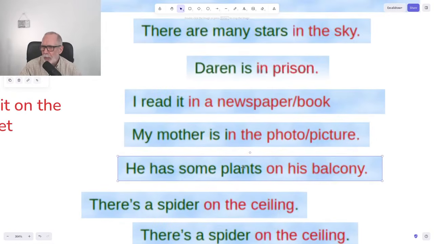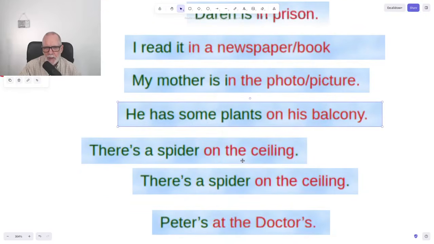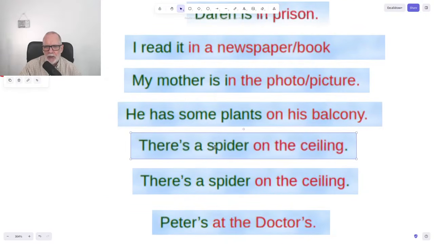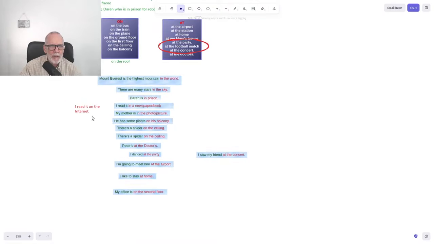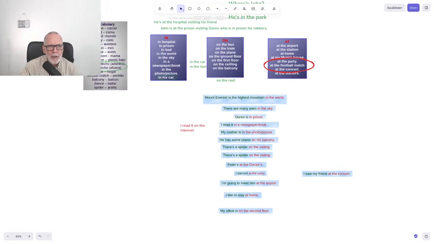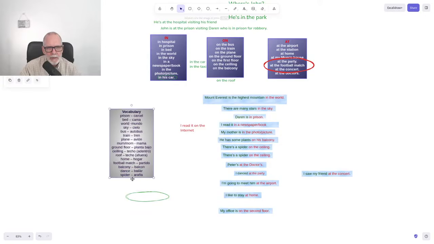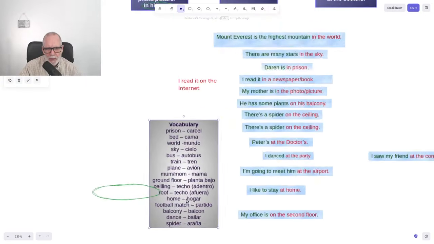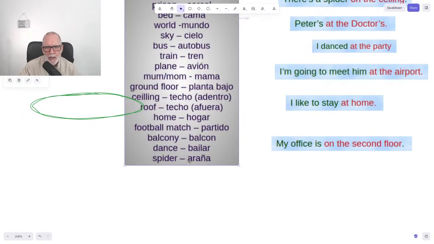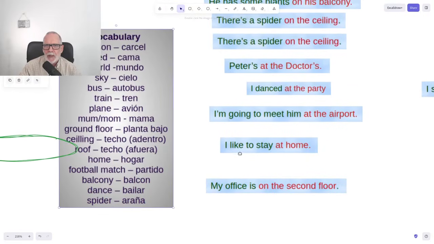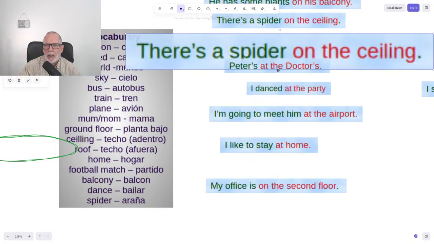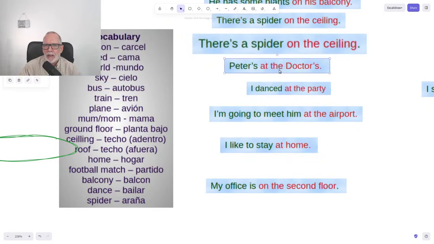He has some plants on his balcony. Plants, planters. There's a spider. Where's my vocabulary gone? I lost my vocabulary. The vocabulary is up here. So, spider is araña. There's a spider on the ceiling.